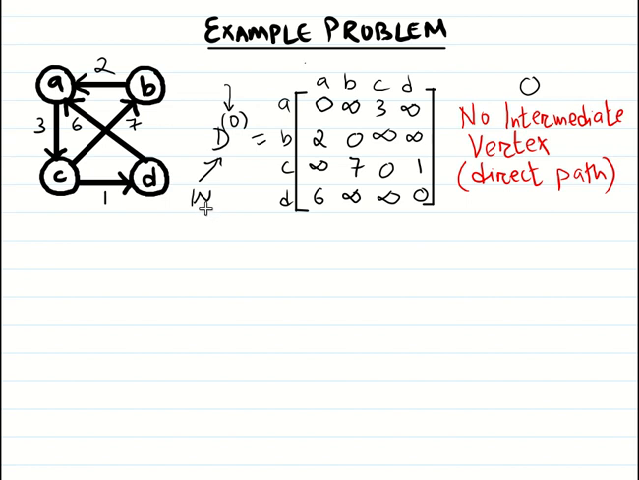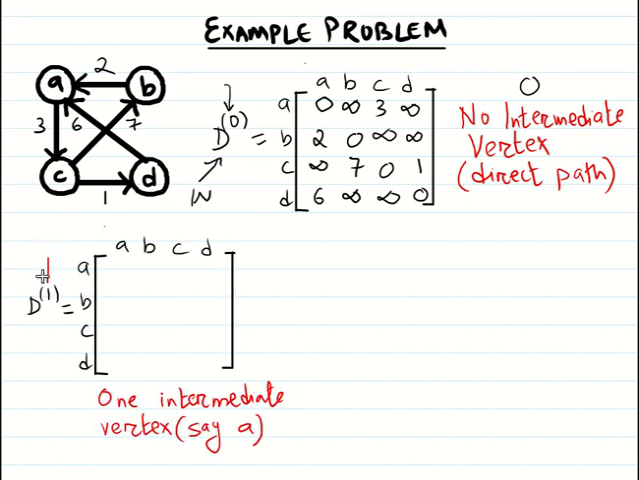Now let's calculate D1. To calculate D1, we will consider just one intermediate vertex, and let's say that intermediate vertex is A. Now what do we mean by intermediate vertex? A is allowed to act as an intermediate for finding the distance from source to destination. A can act as an intermediate. This is what it means. I have already told you that to calculate D1, we are going to reuse the values already stored in D0.